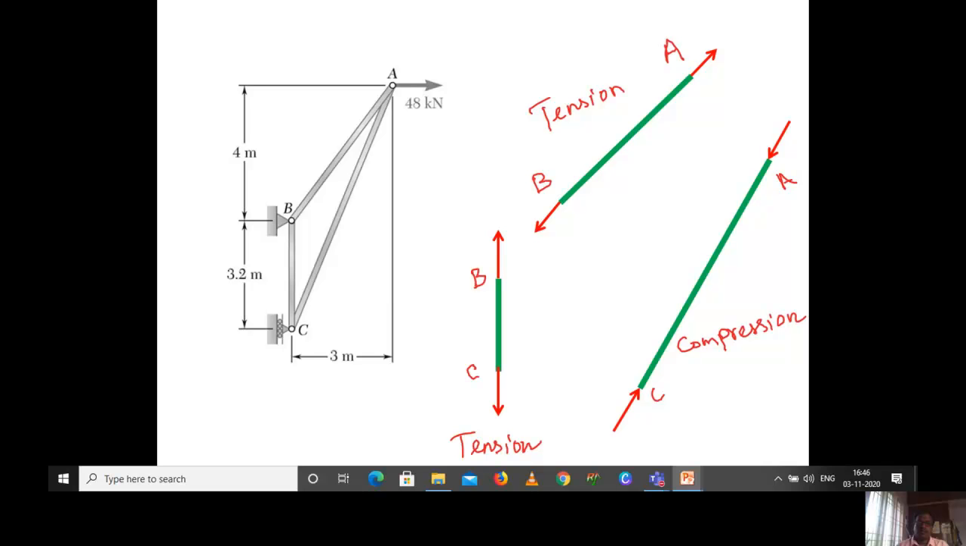This is the way we have to give the answer or solution to this particular problem. The values we have got are 180 kilonewton, 144 kilonewton, and 156 kilonewton. Based on these values, we have found that member CB is in tension, member BA is in tension, but member CA is in compression.